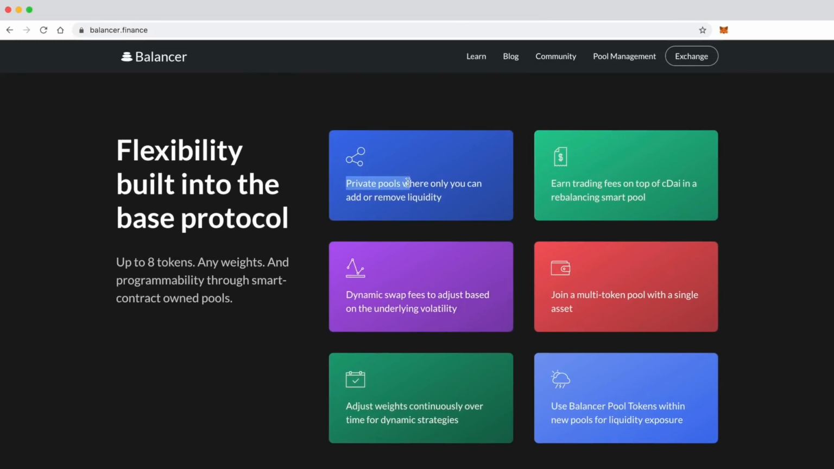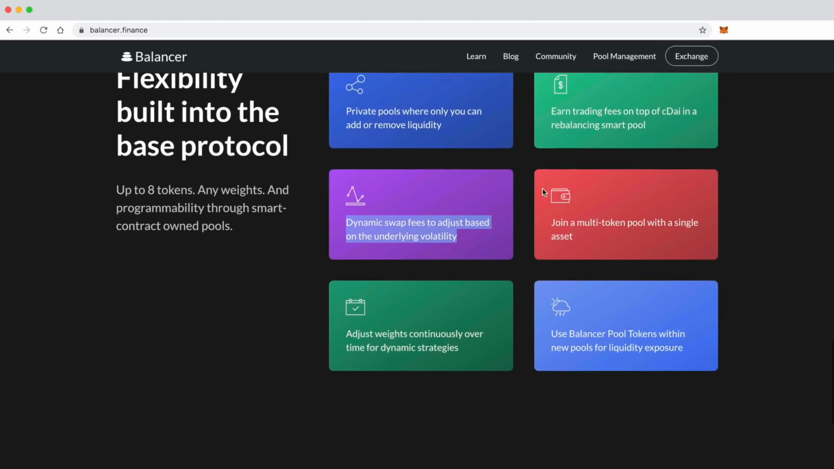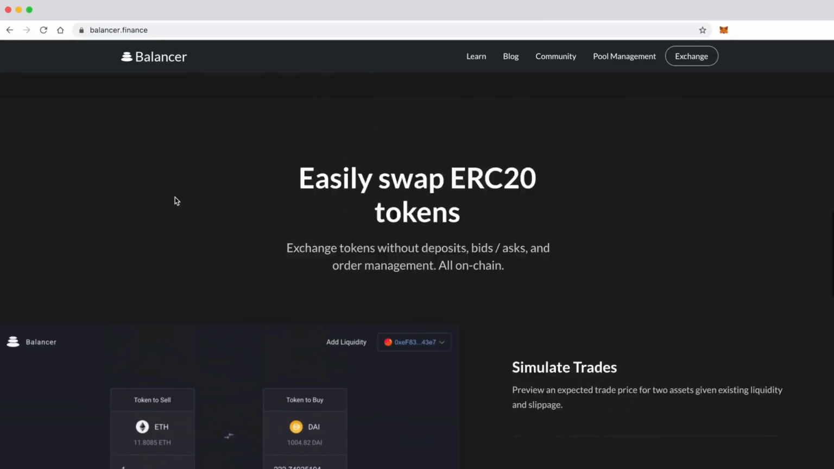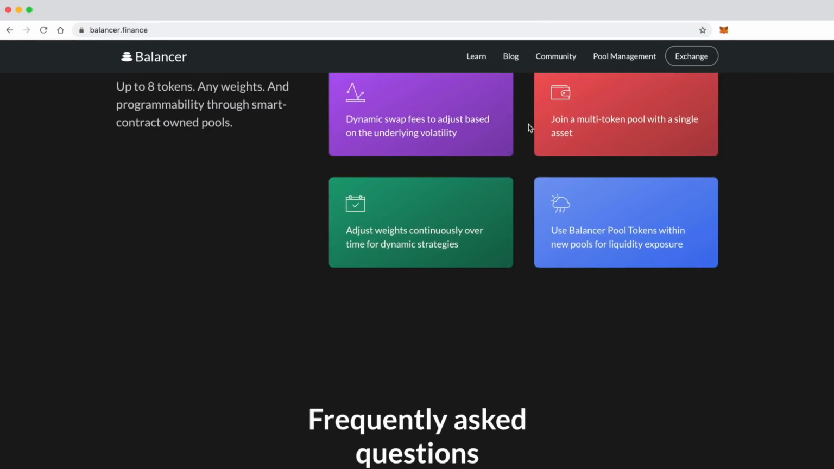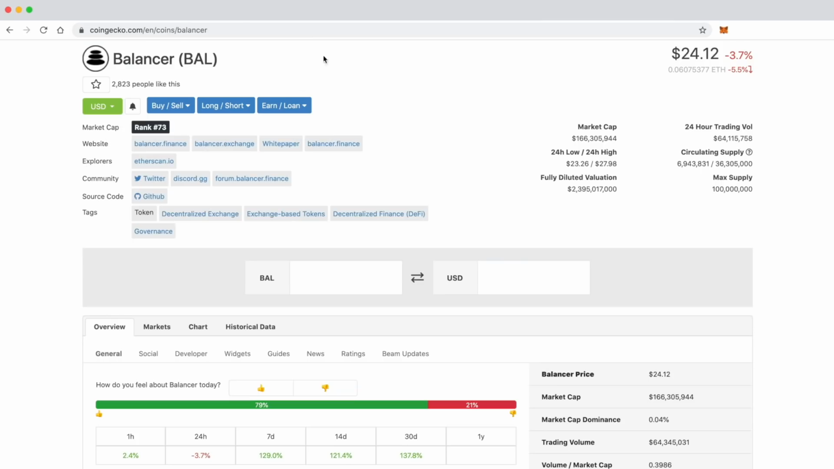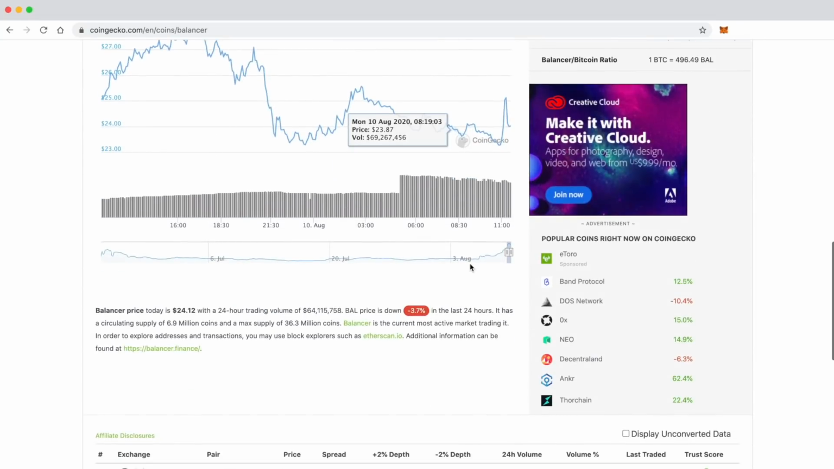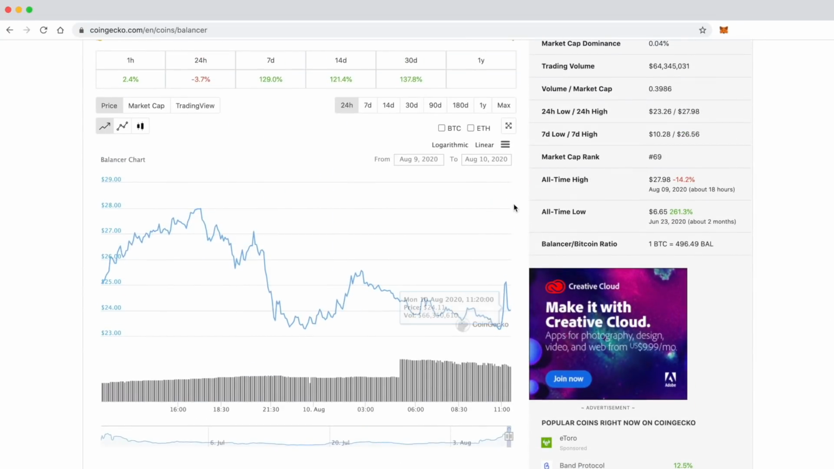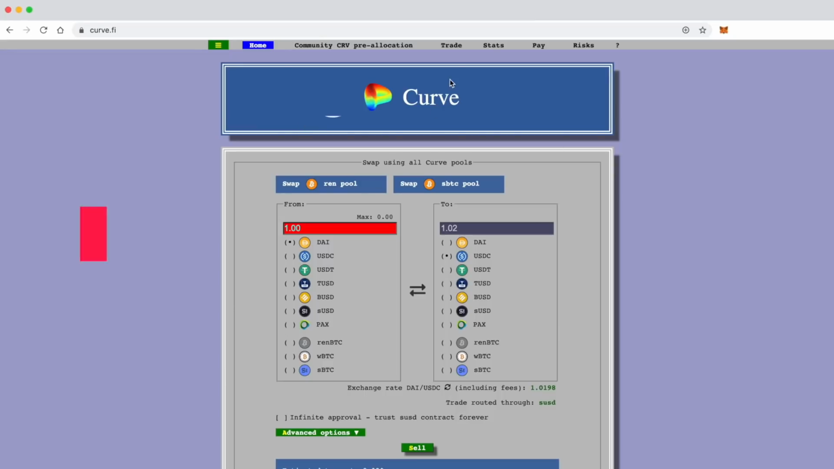So we've got private liquidity pools where only you can add or remove liquidity. There are dynamic swap fees based on the underlying volatility. If there are more complex pools with lots of different assets, you can just join with a single asset. You can constantly tweak your strategy over time by adjusting the weights. And you can also do things like use the pool tokens within new pools for extra exposure. So Balancer also has their own token as well. And this is definitely one that people are going to keep their eye on as this DeFi space continues to boom.